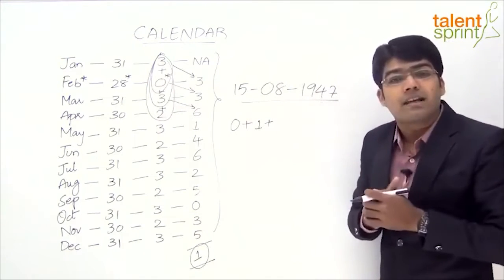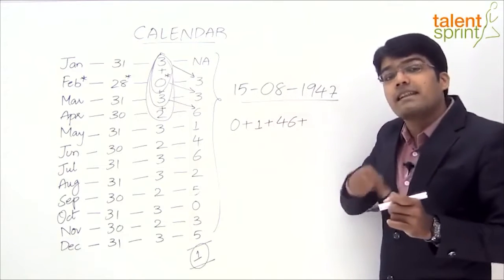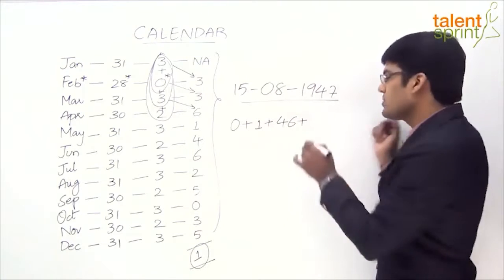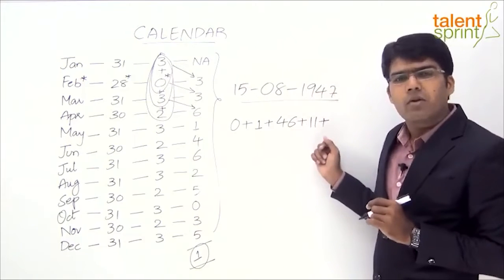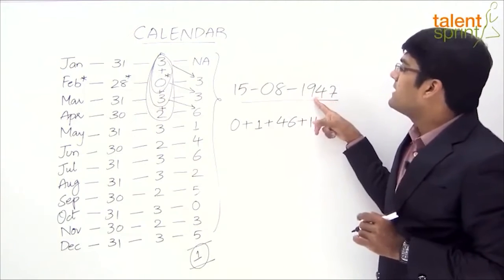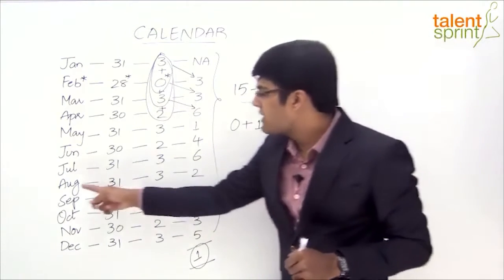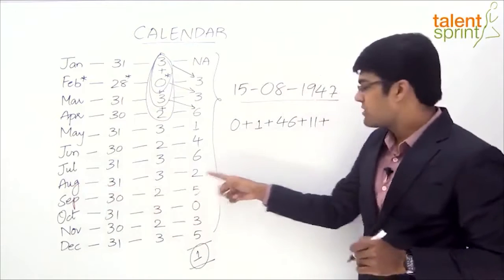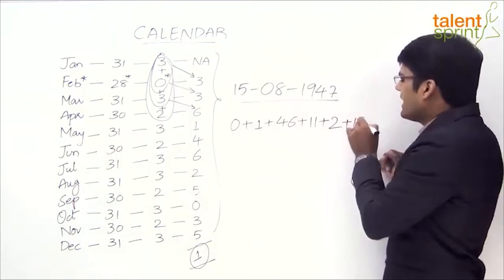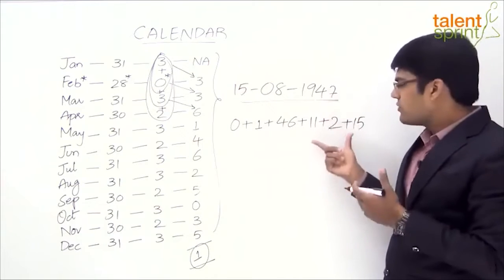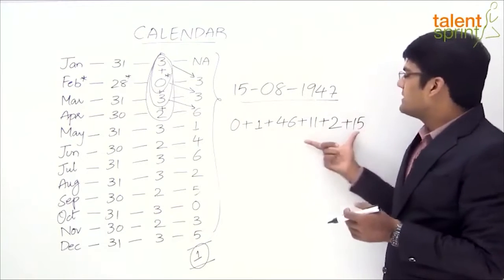So for 46 years, how many odd days? 46 years will have 1 odd day every year. But since there are 11 leap years, we'll have extra 11 odd days. So plus 11. Now comes the 1947th year. In 1947th year, we are referring to the month of August. What is the code for August? August, the code is 2. So directly take 2. And what is the date? 15. And since this is an ordinary year, we don't have to worry about one additional day in the month of Feb and so on. So directly take this total and you'll get the answer.